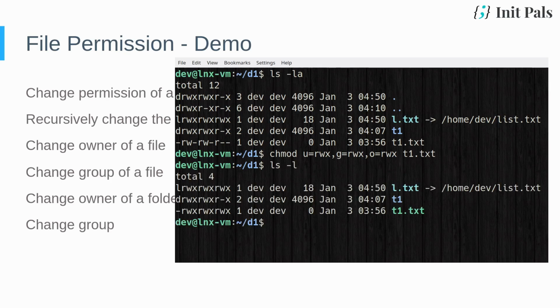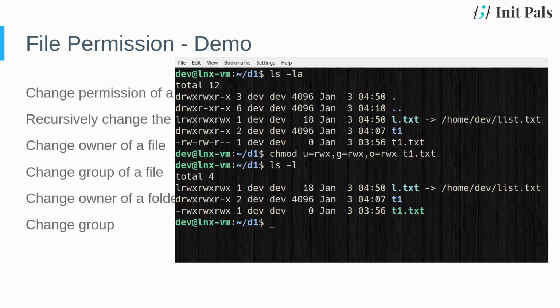Now let me see the output. If you look, the permission has changed from read, write to read, write, execute, and even for the group it has changed. For the other users, originally read was the only permission available. Now it has changed to read, write, and execute. So we changed the permission through the symbolic mode.